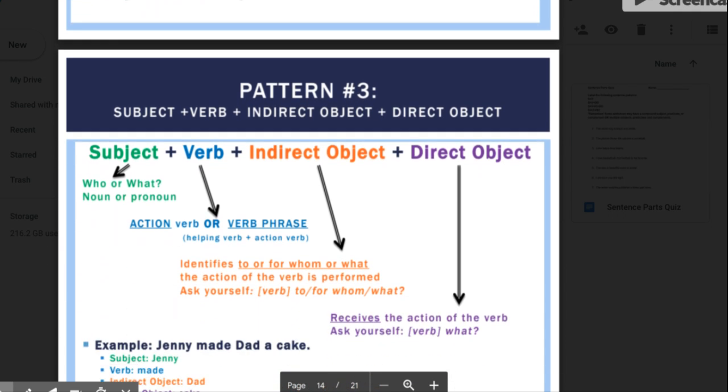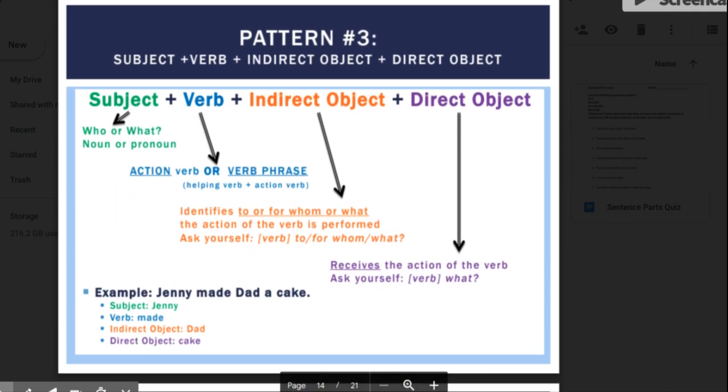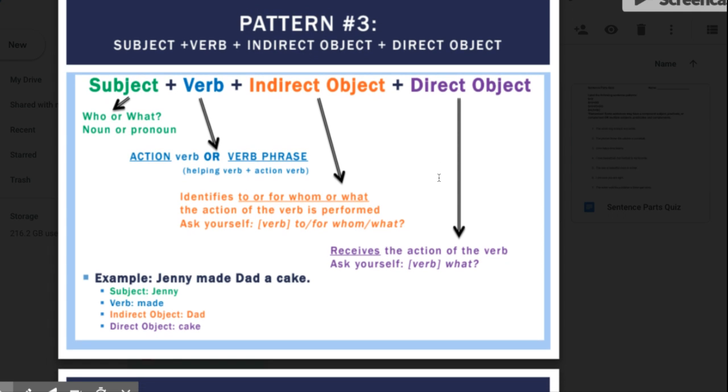Pattern number 3, it's getting a little trickier. So now we can have an indirect object. So subject plus verb, indirect object, direct object. Here's an example below. Jenny made Dad a cake. My verb is made. That's an action verb. Who made? Jenny. She made it. Jenny made what? What did she make? She made a cake. Who did she make the cake for? Dad. That's my indirect object, okay?